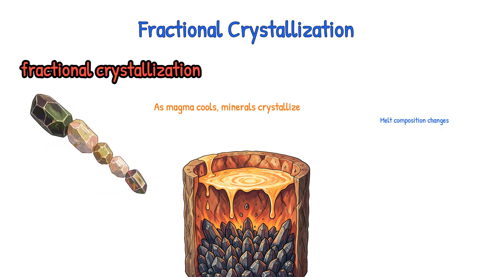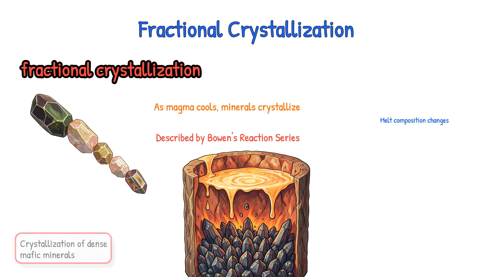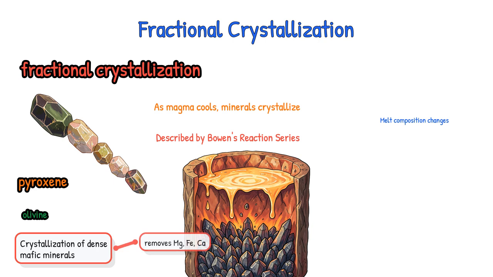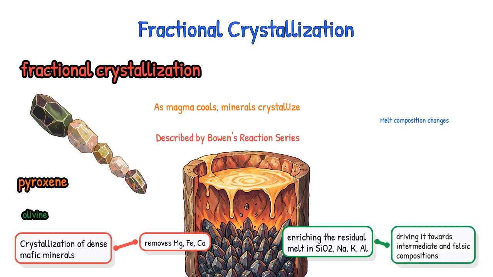The sequence of crystallization is described by Bowen's reaction series. Early crystallization of dense mafic minerals like olivine and pyroxene removes magnesium, iron, and calcium, enriching the residual melt in silica, sodium, potassium, and aluminum, driving it towards intermediate and felsic compositions. This is a dominant process in large magma bodies.